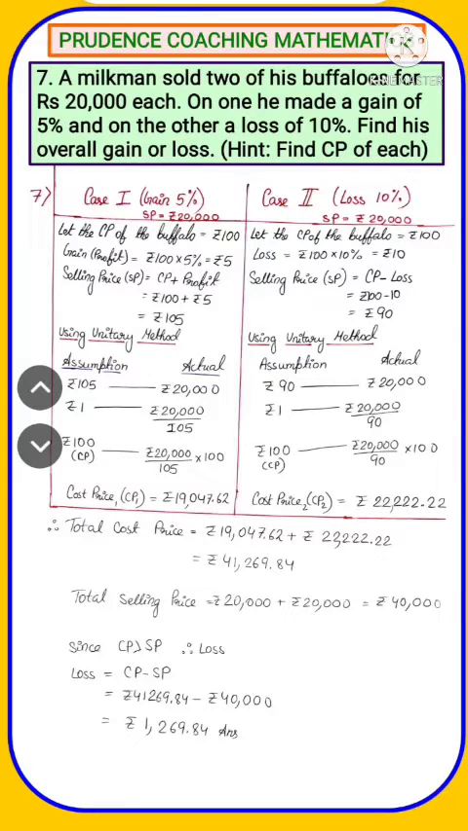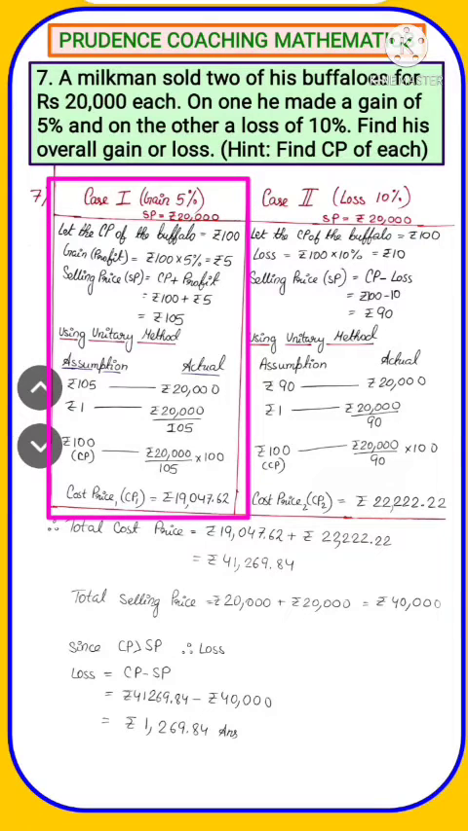So let's start. As in this particular sum we are dealing with profit and loss, as I have mentioned, whenever you deal with profit and loss, your first step is to assume the cost price to be 100. So we have written, let the cost price of the buffalo be rupees 100. Here gain is given to be 5%, and we know that profit or loss is always calculated on CP. So here CP is 100. 100 into 5%, that is rupees 100 into 5 by 100. 100 and 100 will cancel. You will get rupees 5. So here gain is rupees 5.